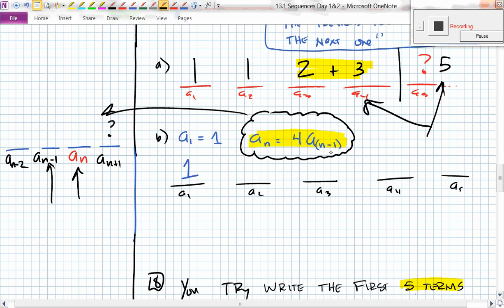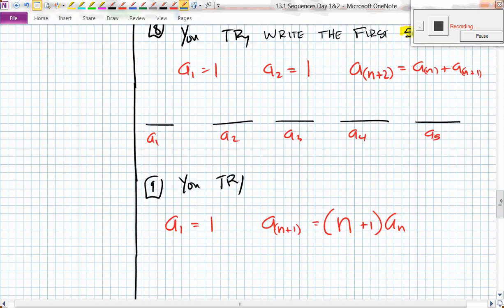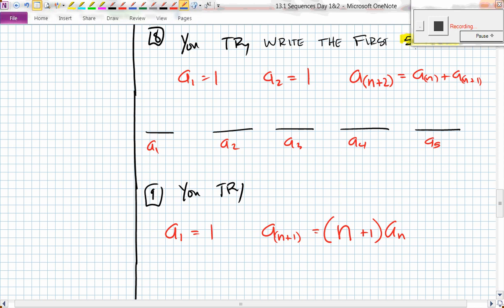So what is a sub 2, you guys? 4, correct. What is a sub 3? Very good. You guys got it. 256. All right, that's another example of recursion formulas, right? All right, you guys try this on your own.